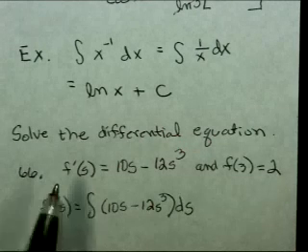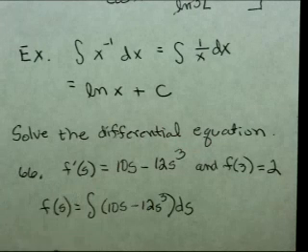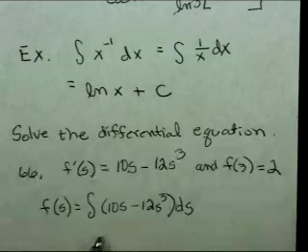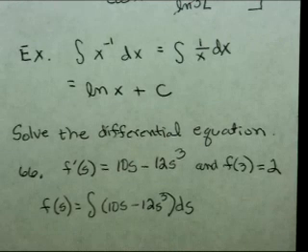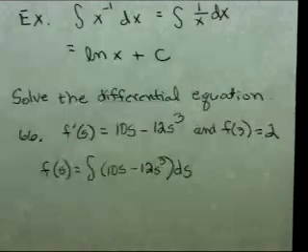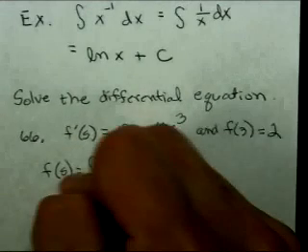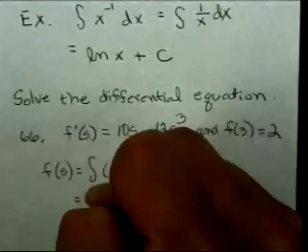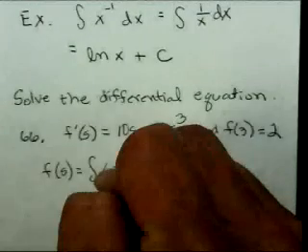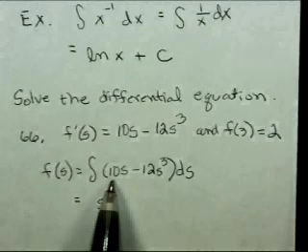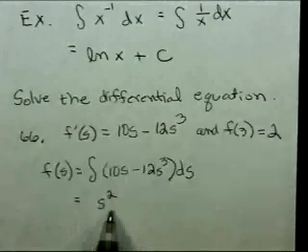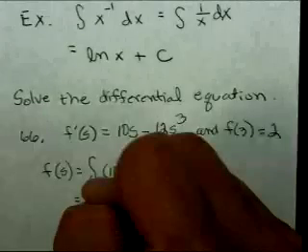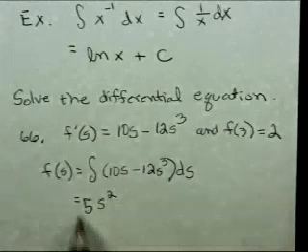I'm given the derivative, so the original function is the indefinite integral of f prime of s. And what is that antiderivative? What's the first term? 5s squared. You added 1 to the exponent, and then you divided 10 by your new exponent. 10 divided by 2 is 5. And sure enough, if you differentiate 5s squared, you get 10s.